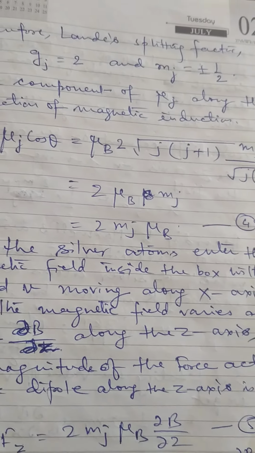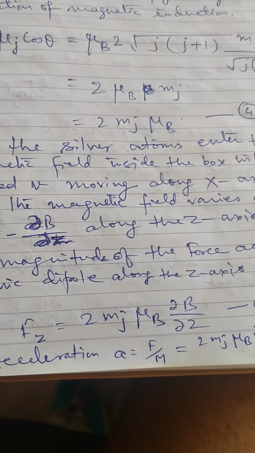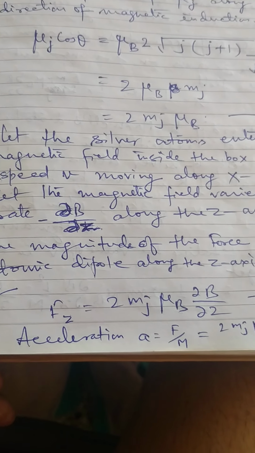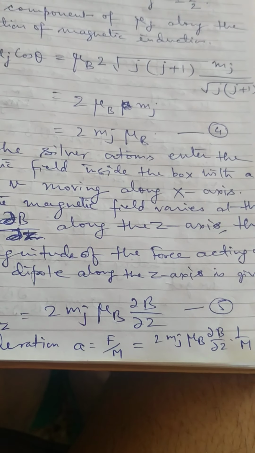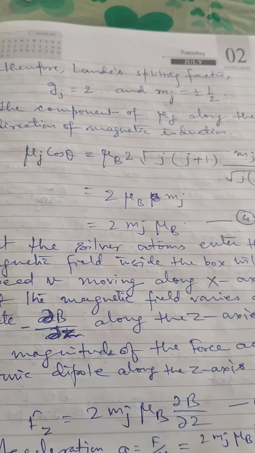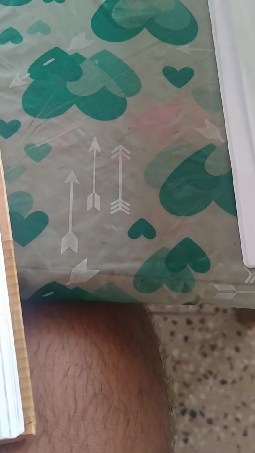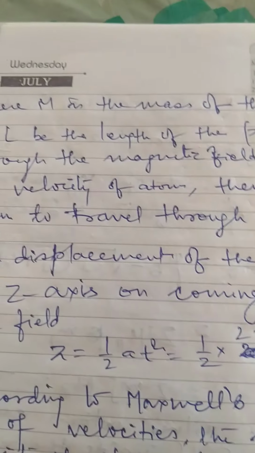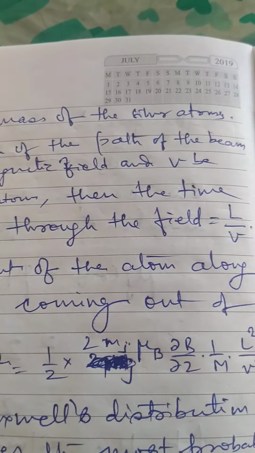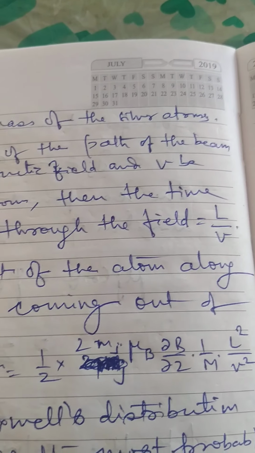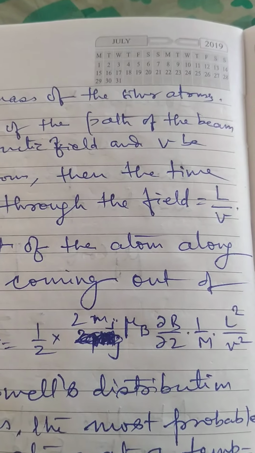So here in the last slide we had come up to Fz = 2 mj μB ∂B/∂z. Acceleration was a = F/m, which is nothing but a = 2 mj μB (∂B/∂z)(1/m), where m is the mass of the silver atoms, L is the length of the path of the beam through the magnetic field, and v is the velocity of the atom. Then the time taken to travel through the field is equal to L/v.